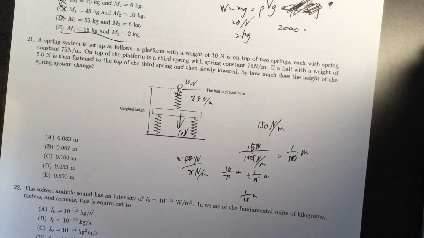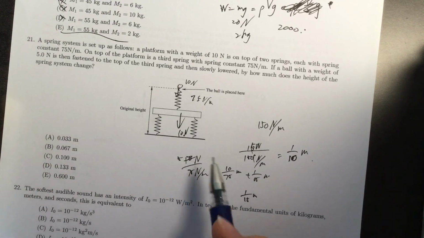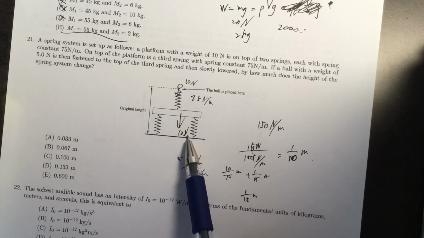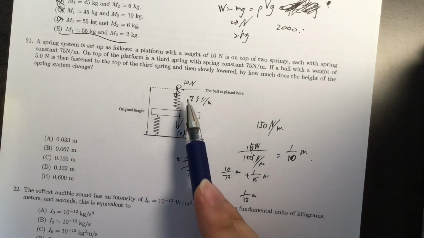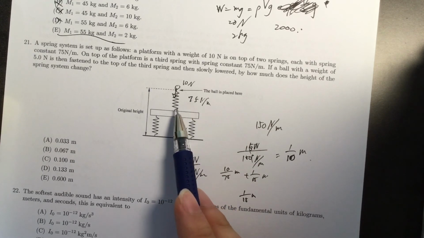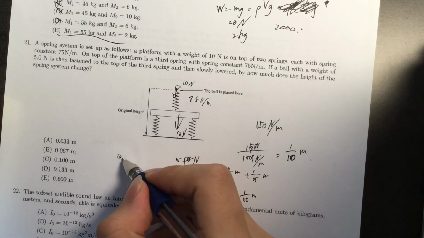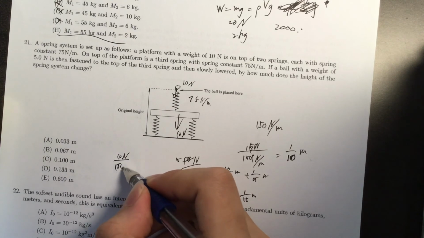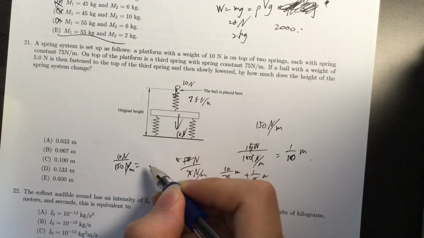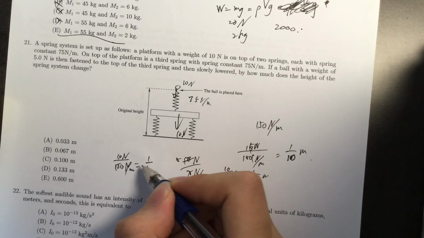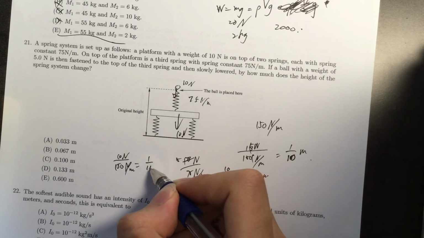Okay, so number 21, now we get it. Because we want to find out the change in the height of the platform on the system. So at the beginning, the platform has 10 newtons acting downwards, and there's no force acting on here. So it's assuming the spring is massless. So 10 newtons divided by 150 newtons per meter is equal to 1 over 15 meters.